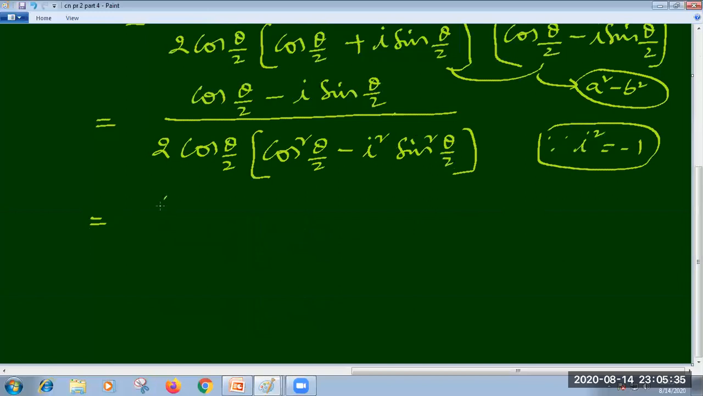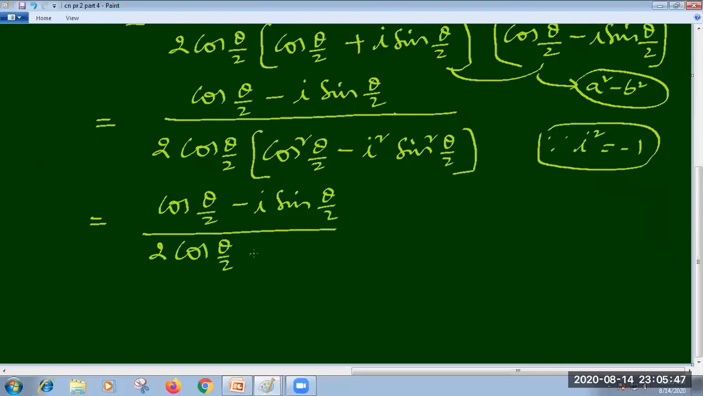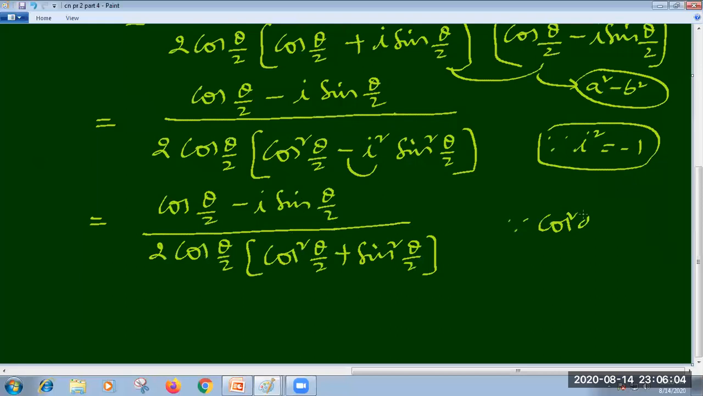Now the numerator stays as it is, no change in the numerator, cos theta by 2 minus I sin theta by 2. So the denominator becomes cos square theta by 2 and minus into minus plus sin square theta by 2. So this is 1, since cos square plus sin square is equal to 1. So this becomes 1, and separating real and imaginary parts.